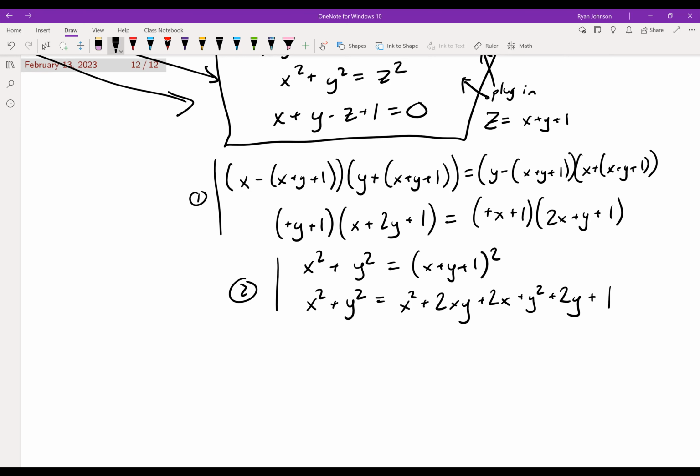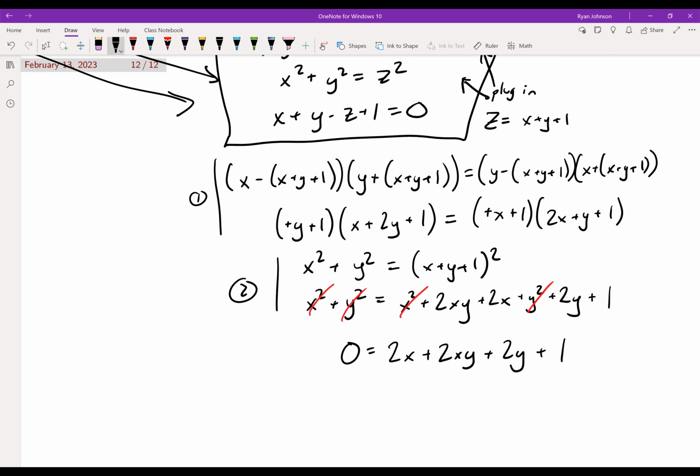Okay, and so then, canceling out those guys, I'm left with 0 equals 2x plus 2xy plus 2y plus 1. Okay. And so these are my 2 equations.